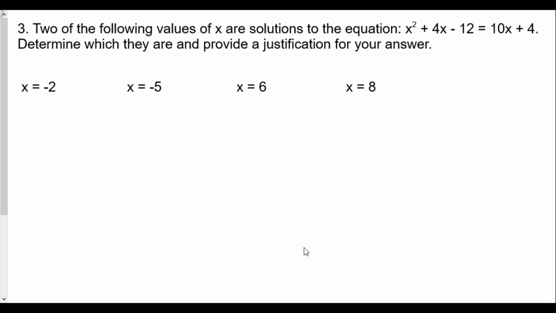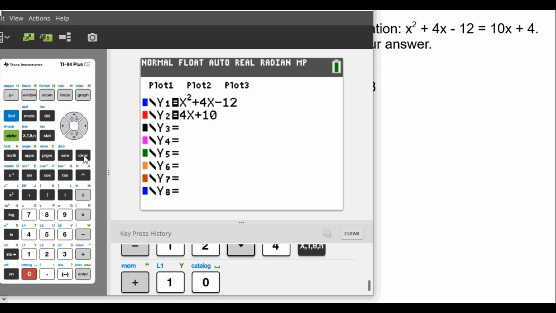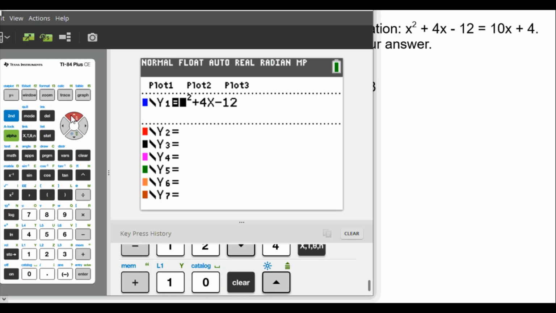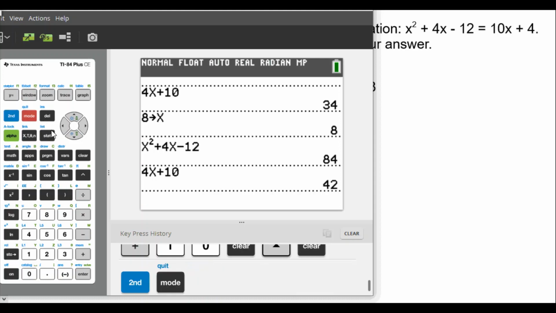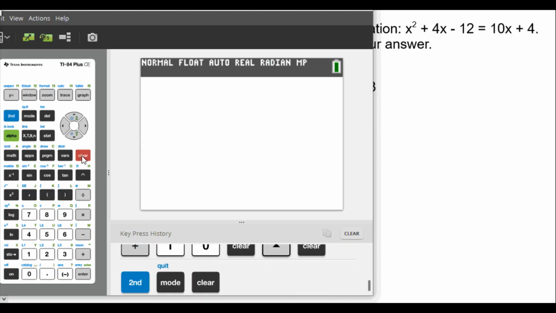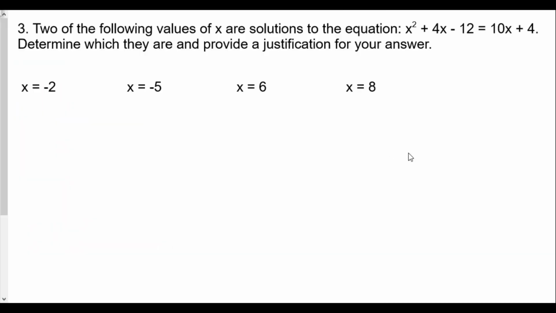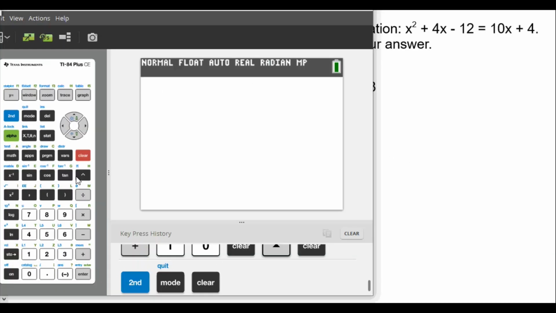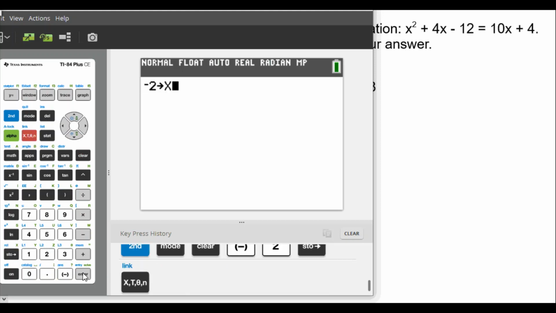So we're going to use our store function on the calculator. Let me just clear this and then clear this. Sorry about that, ladies and gentlemen. Go back to our home screen and clear all this stuff here. We're going to type in the first value, I believe was -2. So here we type in -2, store into x, hit enter.